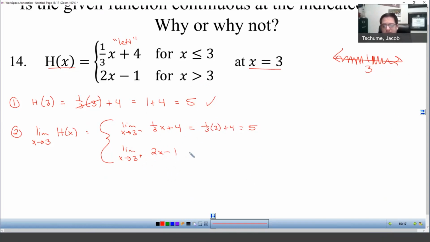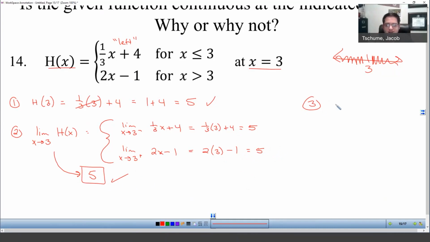If I do the same thing for my other function, this would be 2 times 3 minus 1, which is also 5. And from the last video, since the left hand and the right hand limit are the same thing, that means your overall limit is also that number, which is 5. So good job. Part 2 works.